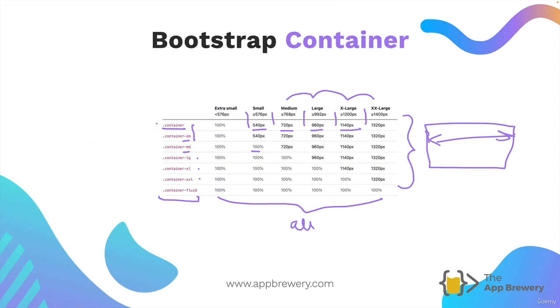In most cases, you will see these two being used quite frequently because the container gives a nice sort of margin around the left and the right, and the container fluid is when you want that edge-to-edge behavior.